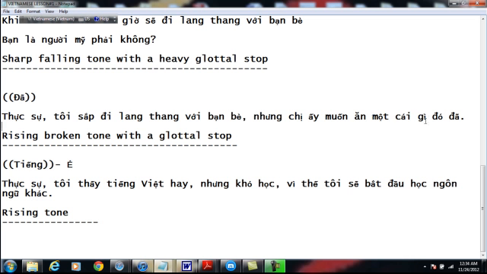Một cái gì đó đã. So this đã here means first. But she wants to eat something first. Okay, so actually I'm going to go wander with friends, but she wants to eat something first. All right, rising broken tone with a glottal stop.